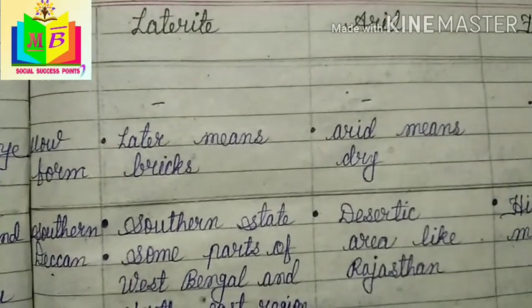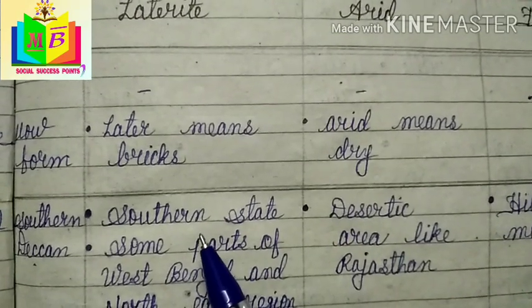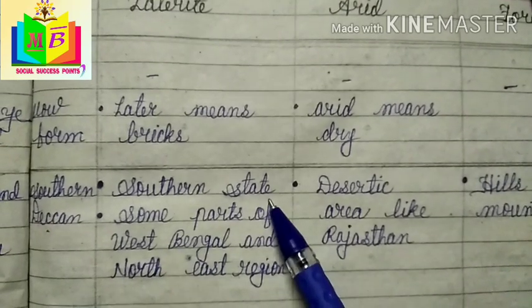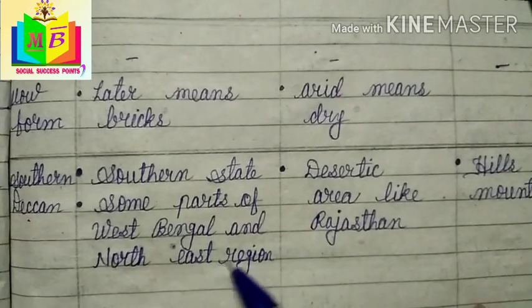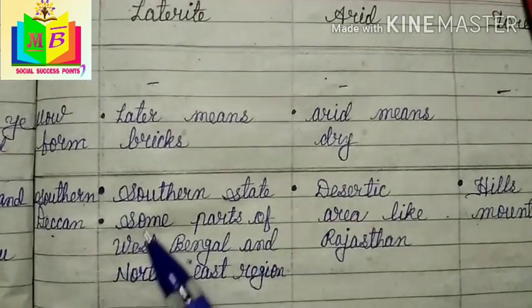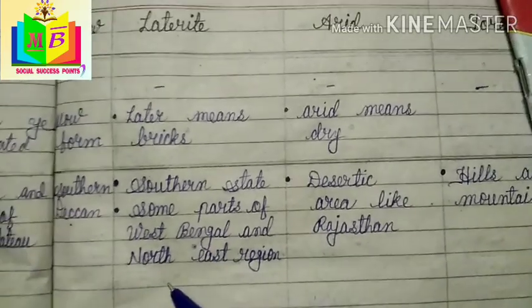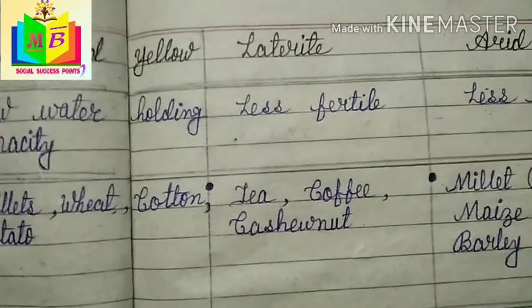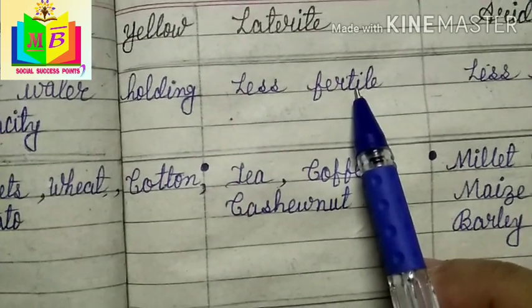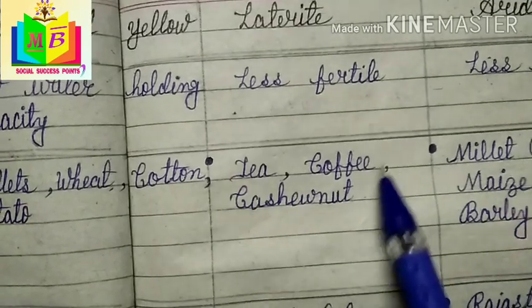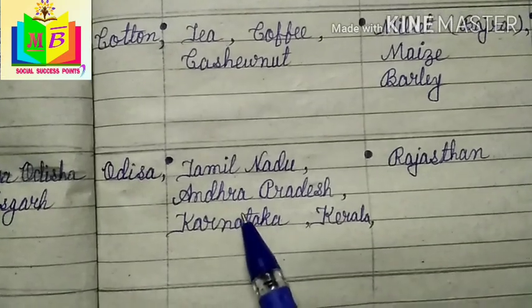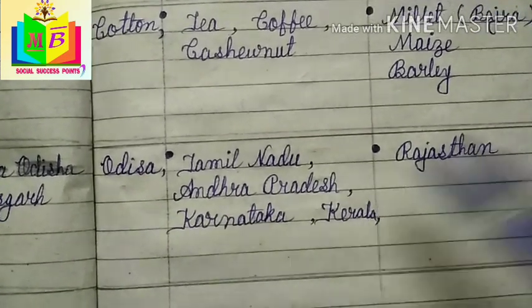Next, where is the laterite soil found? It is found in southern states and some parts of West Bengal and northeastern region. If we talk about the fertility of laterite soil, it is less fertile, and supporting plants are tea, coffee, cashew nut, and it is found in the states of Tamil Nadu, Andhra Pradesh, Karnataka and Kerala.